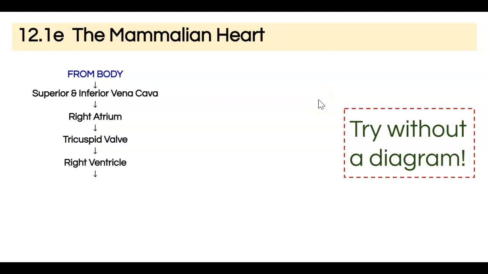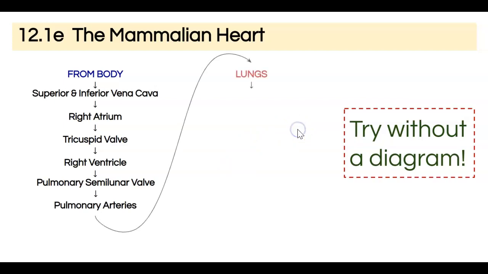The right ventricle. The right ventricle is going to contract, and that's going to push blood from the right ventricle through the pulmonary semilunar valve. From the pulmonary semilunar valve, where is it going next? The pulmonary arteries. Those arteries are going to move that blood away from the heart. Where is it moving it to? To the lungs. Good. And the point of that is for that deoxygenated blood to become reoxygenated.